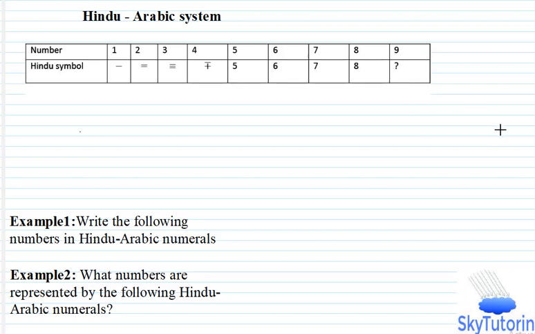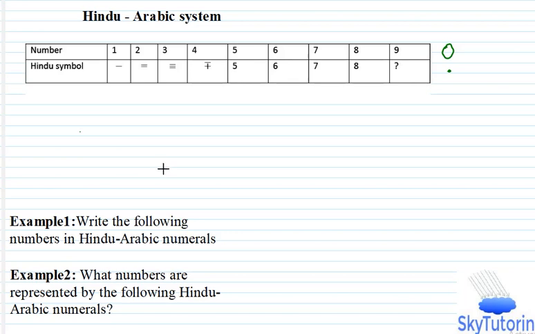Now this system did not have the 0 symbol initially. It was later on that the 0 symbol was developed, and it was represented by the dot sign.